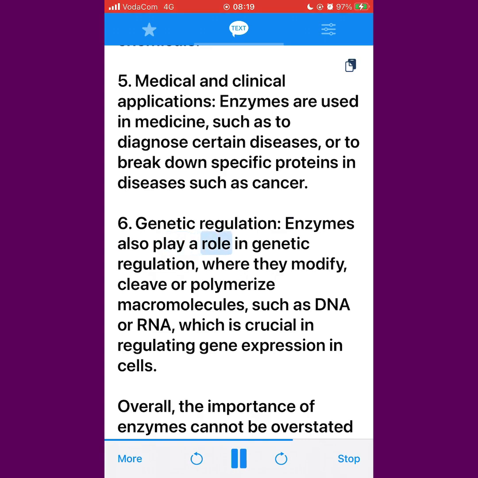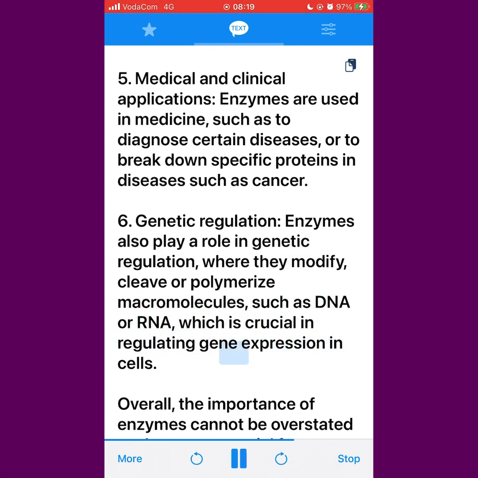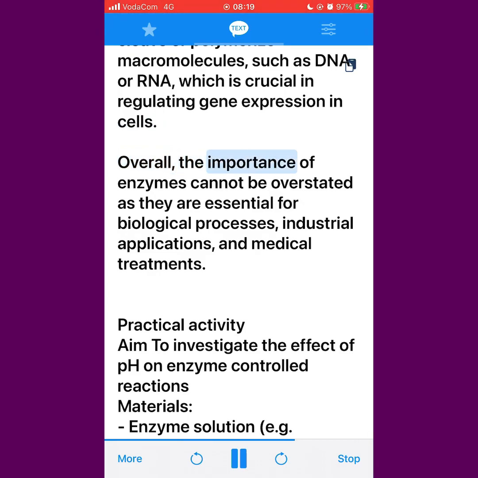Enzymes also play a role in genetic regulation, where they modify, cleave or polymerize macromolecules, such as DNA or RNA, which is crucial in regulating gene expression in cells. Overall, the importance of enzymes cannot be overstated as they are essential for biological processes, industrial applications, and medical treatments.